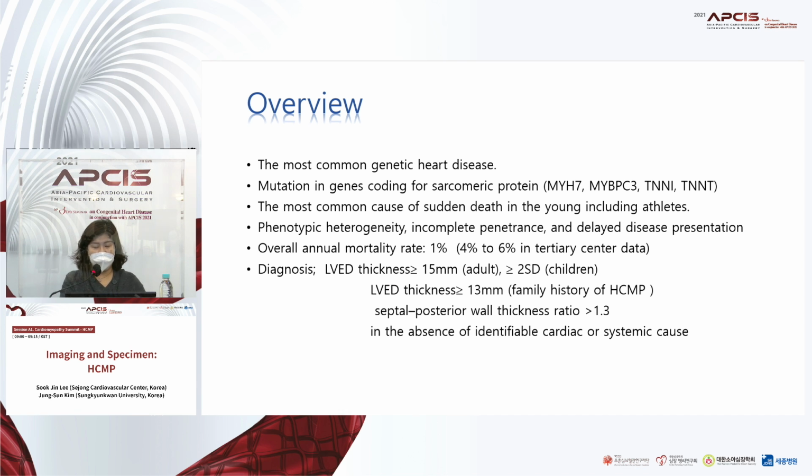Today I'll talk about the imaging of hypertrophic cardiomyopathy very briefly. As you all know, hypertrophic cardiomyopathy is the most common genetic heart disease, and it has a mutation in genes coding for sarcomeric proteins. It is known as the most common cause of sudden death in the young, including athletes. And it has various phenotypic heterogeneity and incomplete penetrance.